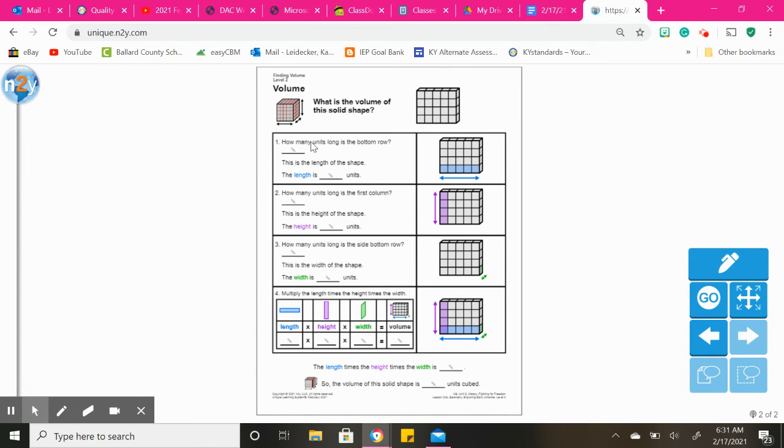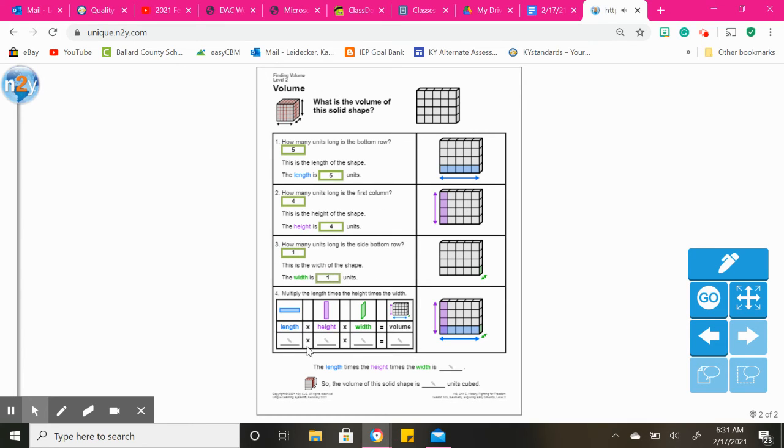shape. How many units long is the bottom row? We're going to count 1, 2, 3, 4, 5. That is the length of the shape. So the length is 5, and then we have height. How many units long is the first column? 1, 2, 3, 4. The height is 4. How many units long? We count how long it is on this side here on the right, and that's 1.